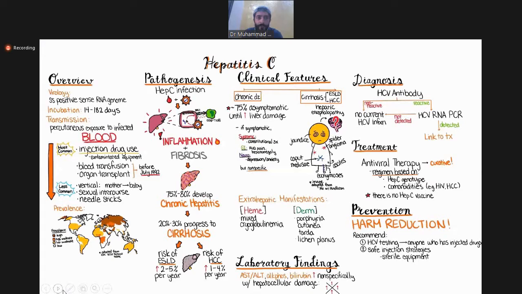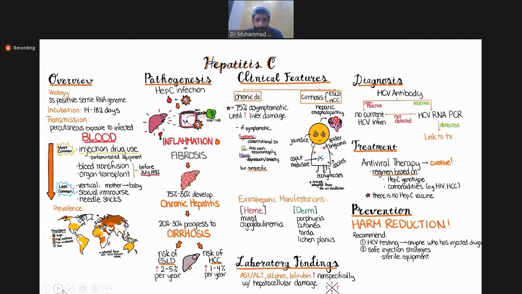Its incubation is 14 days to around 6 months, and transmission is most commonly by injection drug use. Then you also have blood transfusion and organ transplant, which used to cause transmission before July 1992, when screening and the process became much better. After that, transmission through blood transfusion and organ transplant has become very rare. Vertical transmission occurs from mother to baby, and then you have transmission by needle sticks and intercourse as well.